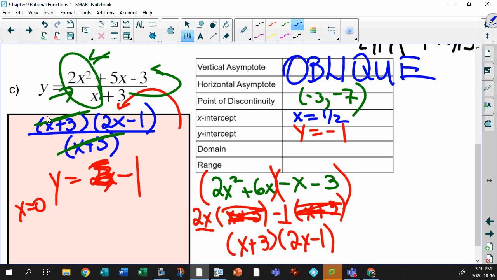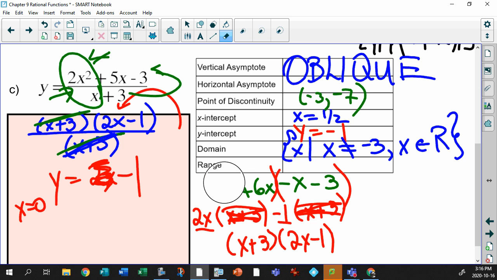Right. Okay, let's look at the domain. Domain's real easy. All values of x such that x cannot equal, all right, what can x not equal to? Minus 3, of course, because that's the one that was in the denominator here that you canceled out. Okay, but x can be anything else. X can be an element of R. Everybody's happy.